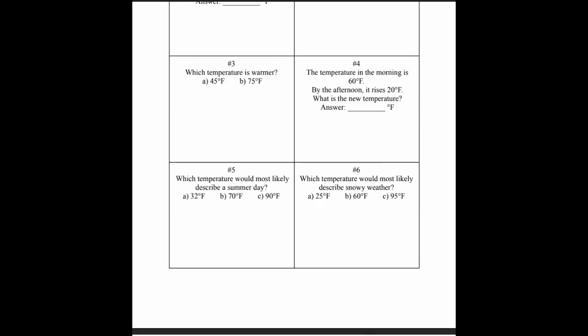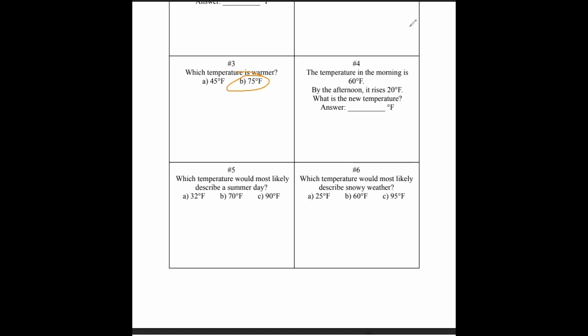Which temperature is colder? If you draw a line, 0 degrees, -1 degrees. -1 degrees is closer to the left, meaning it's a lower number, meaning it is colder. Which temperature is warmer, 45 degrees Fahrenheit or 75 degrees Fahrenheit? The higher temperature is 75 degrees Fahrenheit, so that's the right answer.